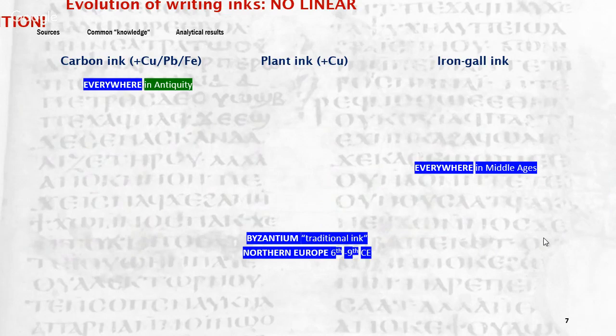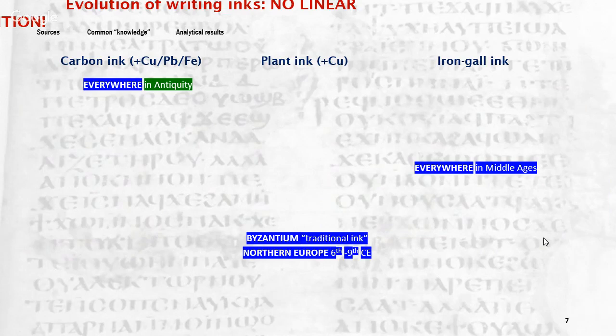Plant ink, well, we have these sources telling us that plant ink was the traditional ink in Byzantium. We still don't have any evidence regarding this statement, and also that it was used in Northern Europe between the 6th and 9th century. Still, all this information still needs to be confirmed.